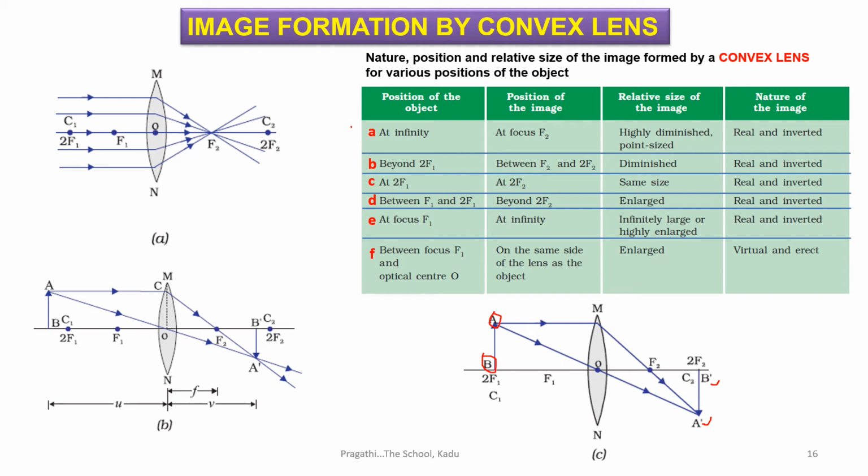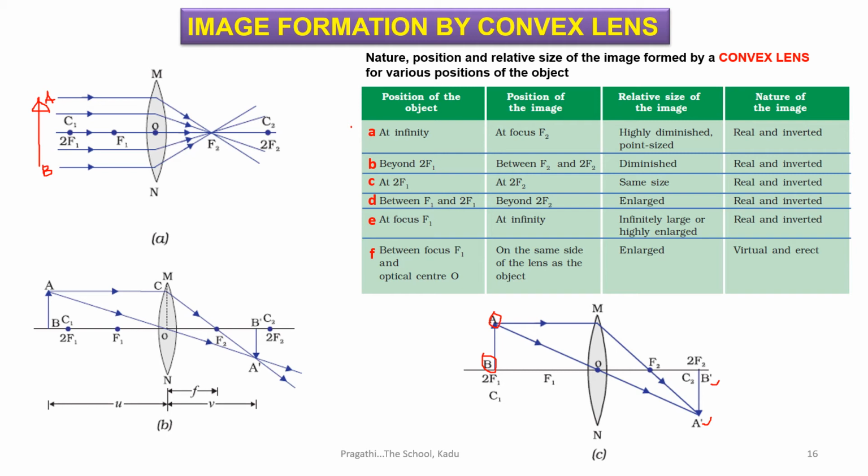See, if the object is kept somewhere in the infinity, that is represented by A, and this is represented by B. Arrow side is always A. Clear? So this object is kept at infinity. Infinity means very, very far. You can take an example of the sun. Sun is kept at infinity. The rays are coming from the sun. Object AB is the sun. You can take it as sun.